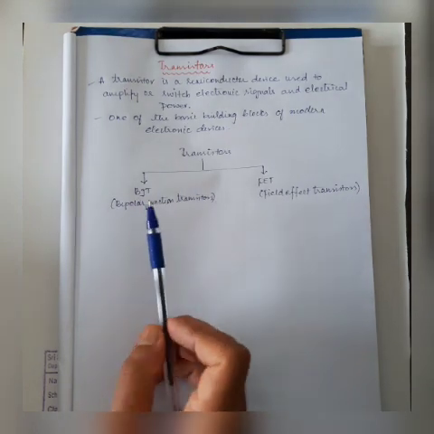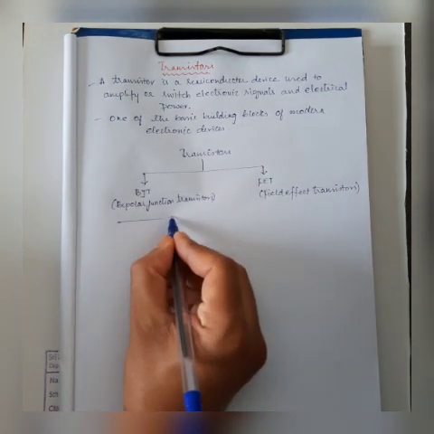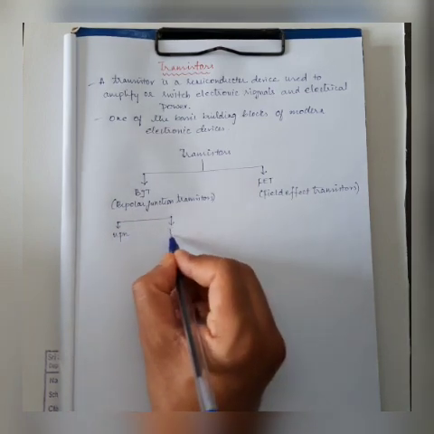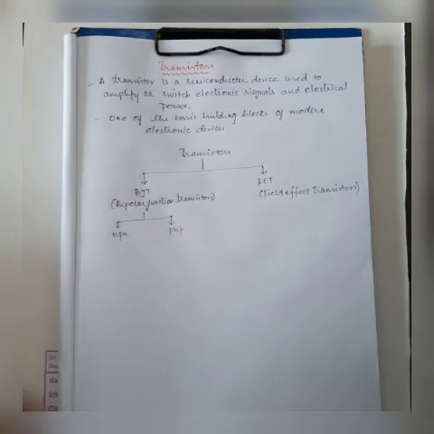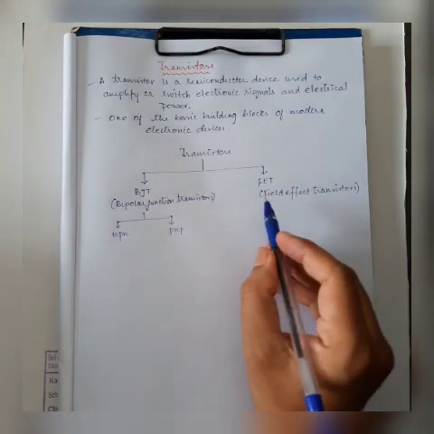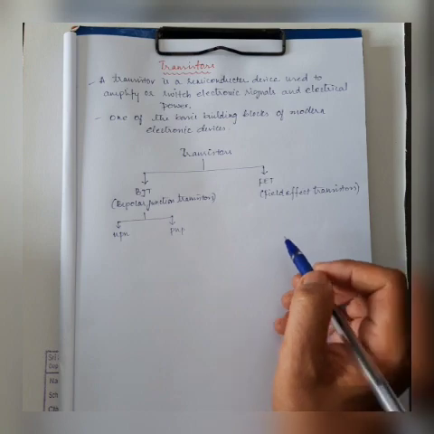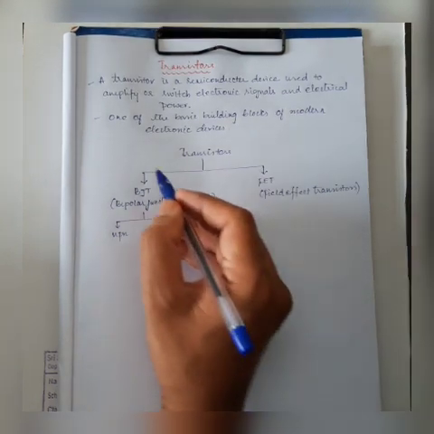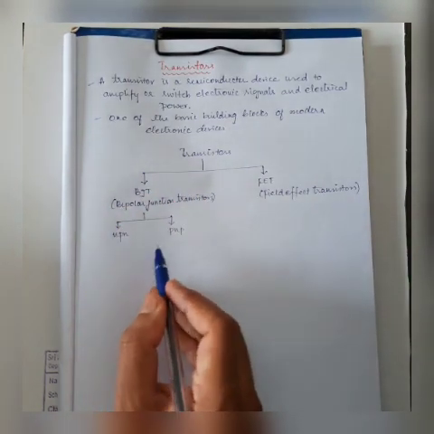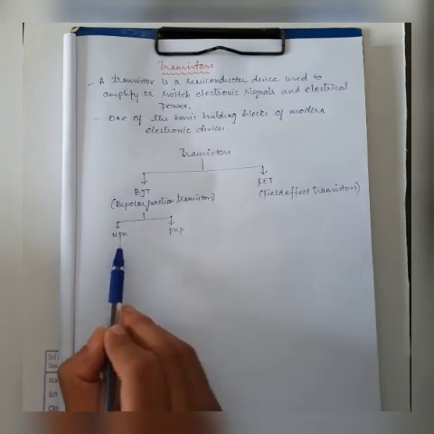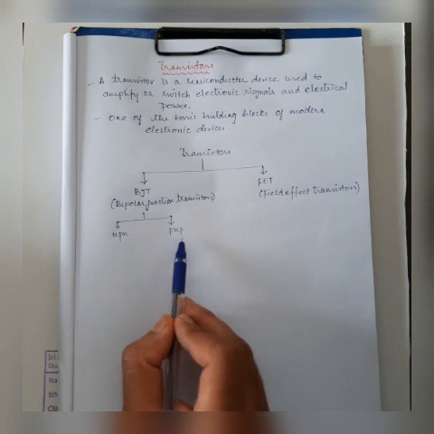In BJT, again, it is of two types. One is NPN transistor, the other one is PNP transistor. Similarly, in FET, there are MOSFETs and other devices, but we are not focusing on this. Basically, we will see what is BJT and the different types of BJT.